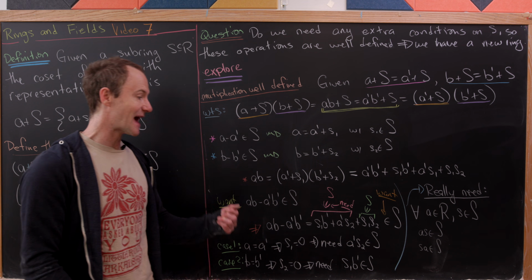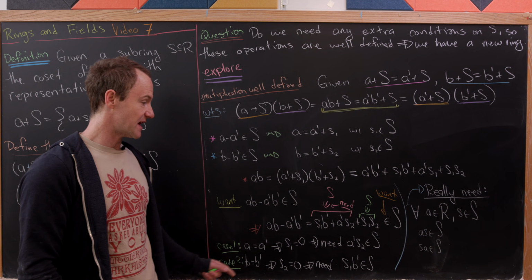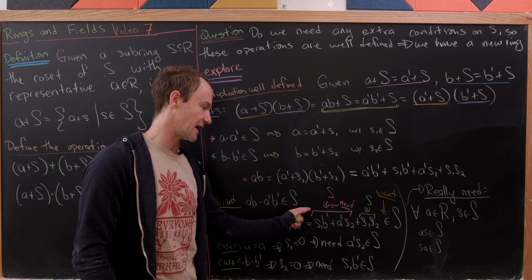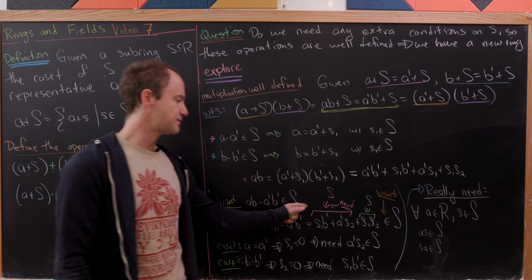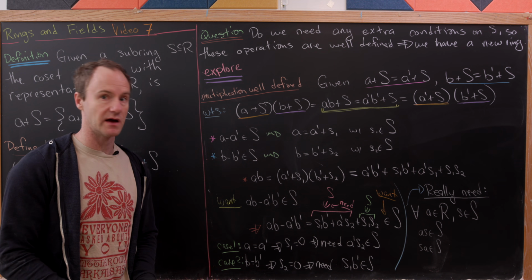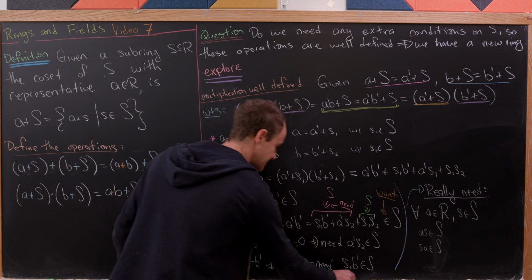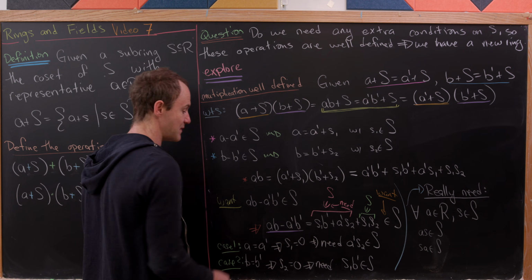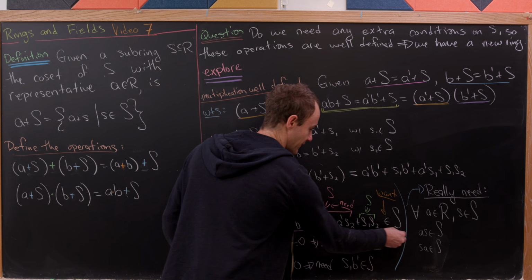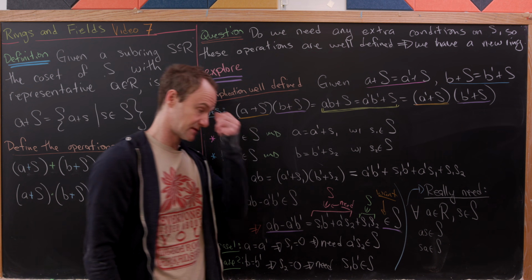And observe, if we have that condition, then this pink overlined thing is necessarily an element of S, but this pink overlined thing being necessarily an element of S is what stood in the way of this AB minus A prime B prime from being an element of S.